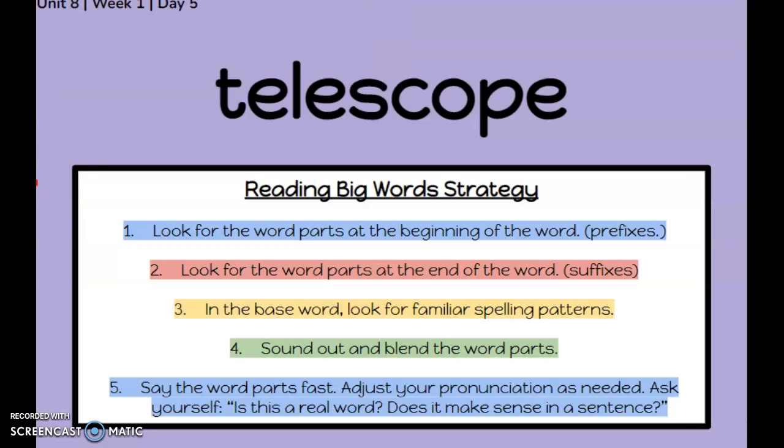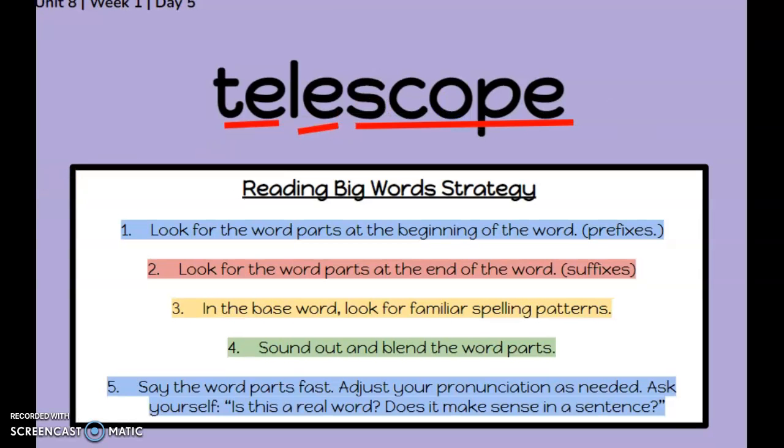So our example word for today is telescope. First, let's see how many syllables that is. Telescope. Wow, that's 3 syllables.